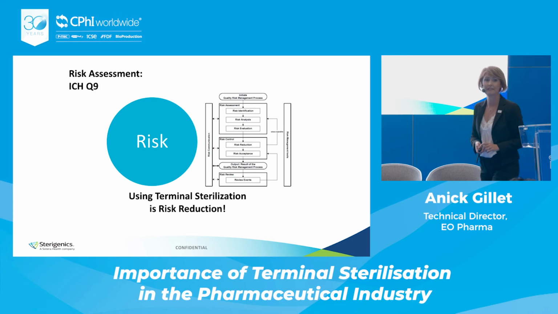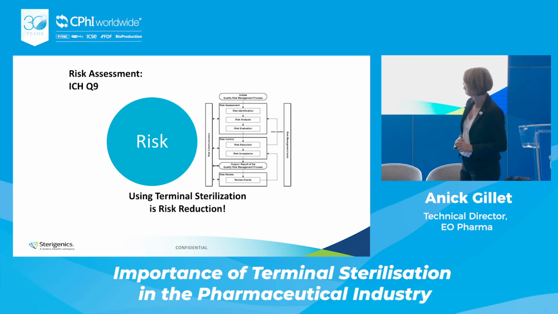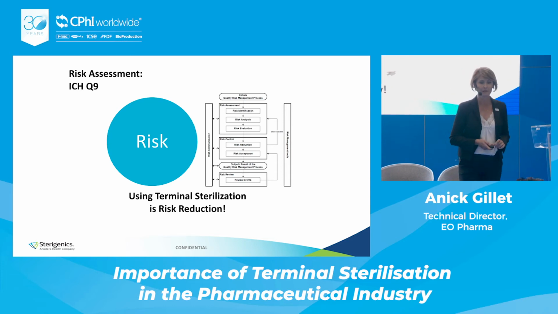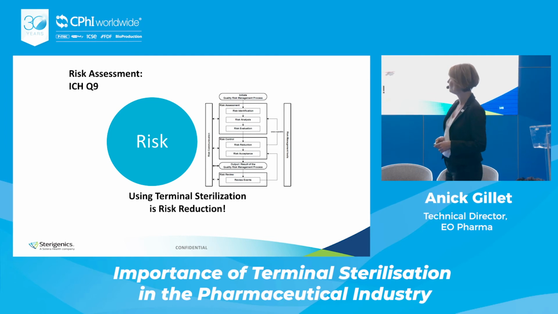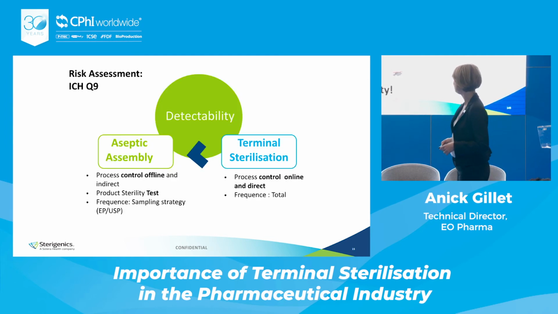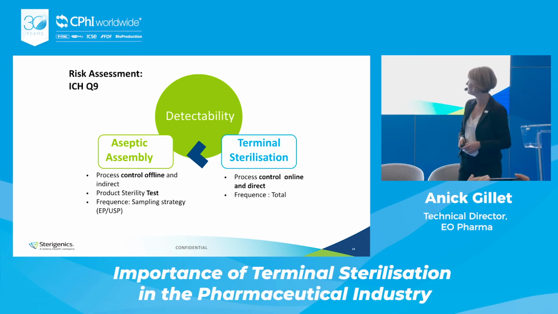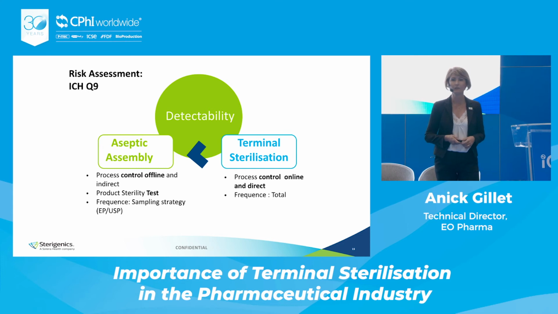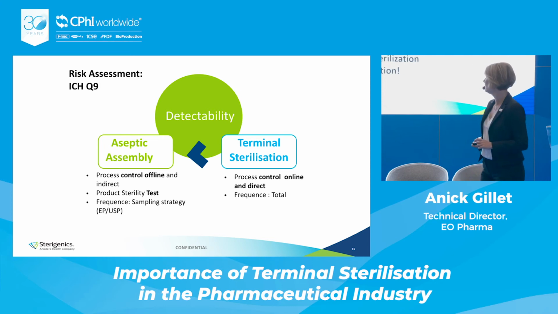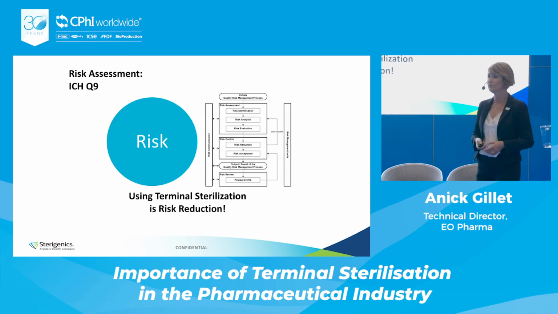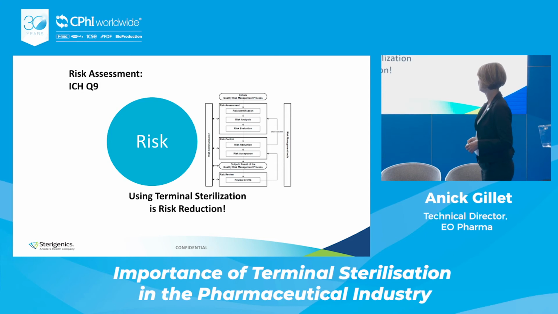What about severity? Here that's quite simple, because I would say for both, that's the same. We are considering the patient, so if we get an unsterile product, of course, that's equal for aseptic assembly and terminal sterilization. So if we consider the combination of these three factors, we have the risk, and how can we control the risk? Definitely using terminal sterilization is a way to reduce your risk and control it.